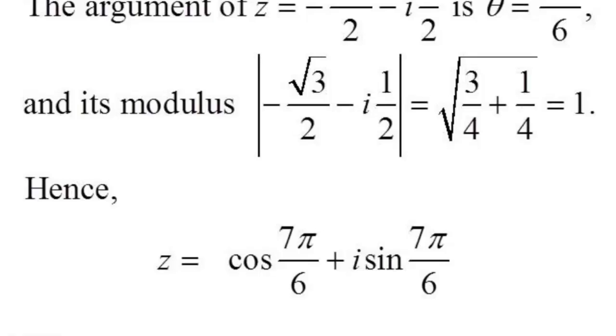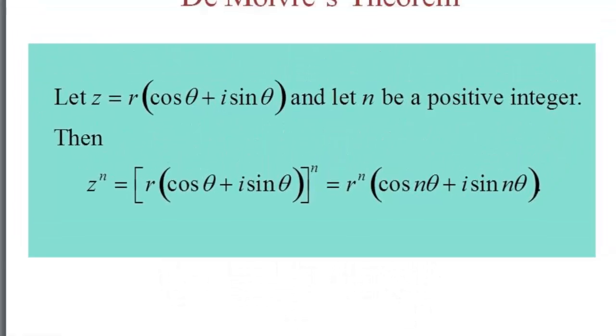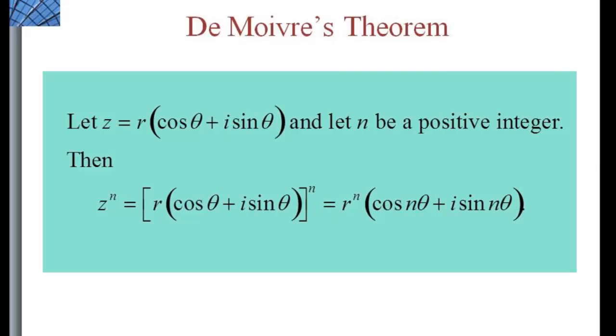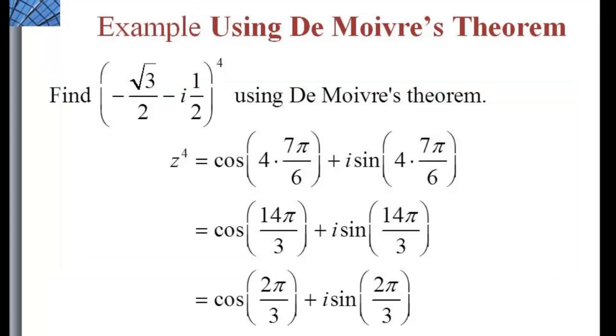Now that we have it in trig form, we can use DeMoivre's theorem, which I will put back on the next slide to refresh your memory. So here it is again. Whatever power we're raising it to, the r gets raised to that power, and for cosine and sine, we multiply theta by that value. So we're taking z to the fourth, so we multiply 4 times 7 pi over 6 for both the sine and the cosine. Remember, the modulus was 1. 1 to the fourth is 1.